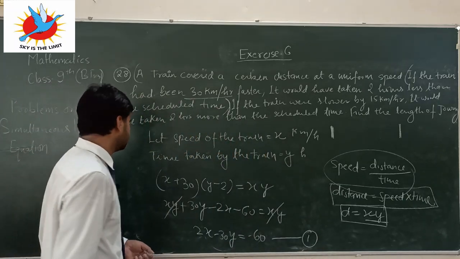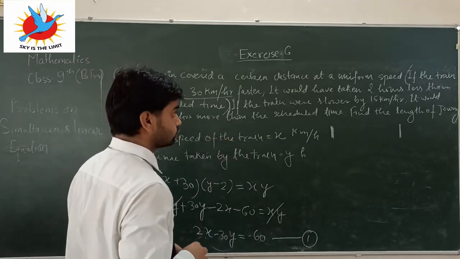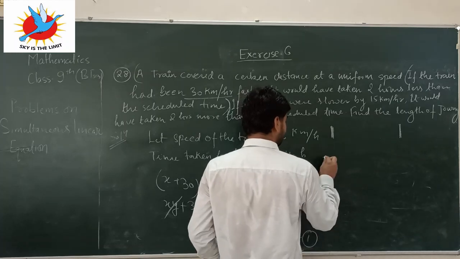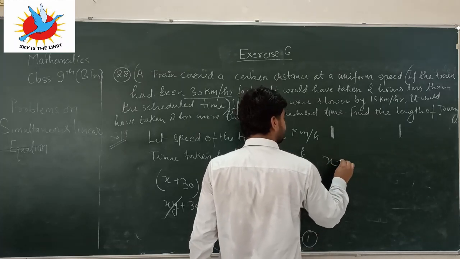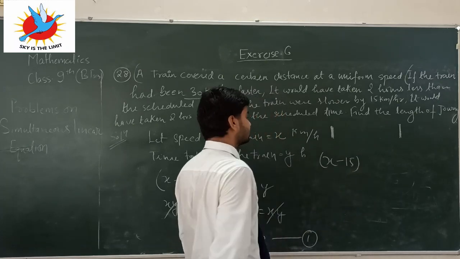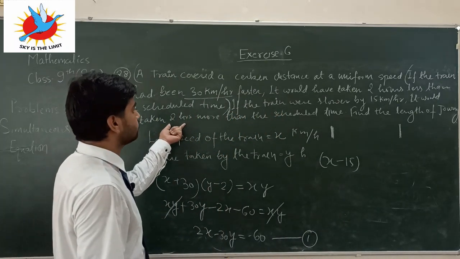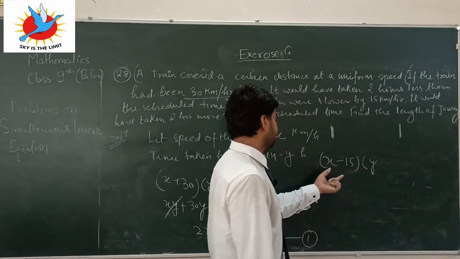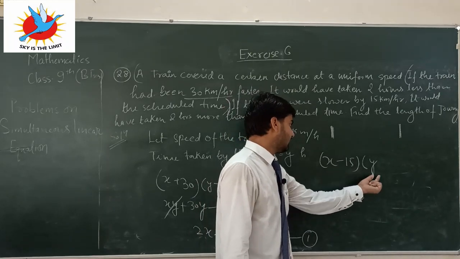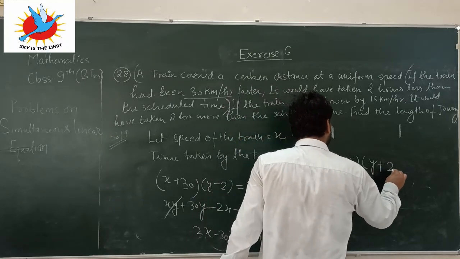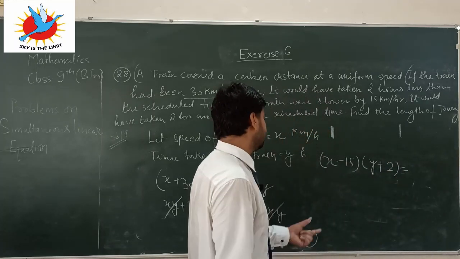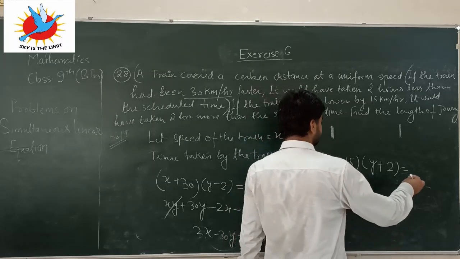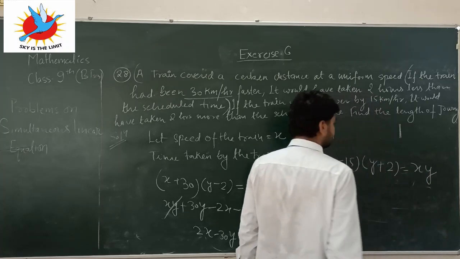Condition 2 here is if the train was slower by 15 km. This time we are going to decrease the speed of the train. The actual speed is x, and if we decrease it by 15, the speed will become x minus 15. Now the train is taking 2 hours more. The actual time taken by the train is y, and if we decrease the speed, the time taken will be higher, and that higher time is y plus 2. Speed multiplied by time is equal to distance, and for this question distance is not changing, distance will be equal to xy.